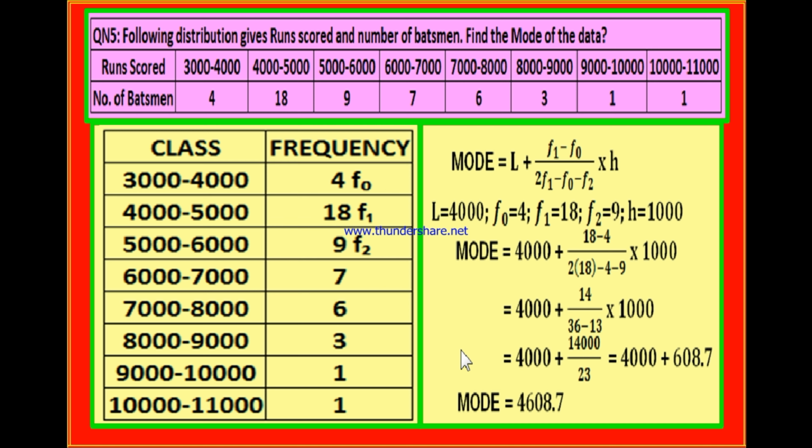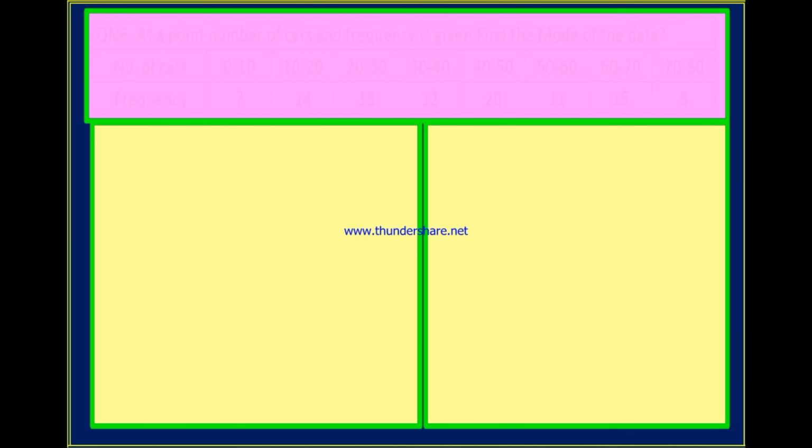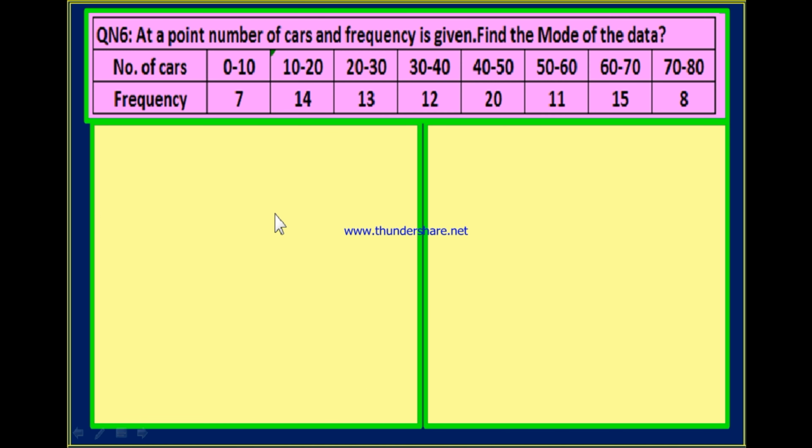Very good. Now, dear children, let us solve the next question, that is question number 6. Here is question number 6. At a point, the number of cars and the frequency is given. Find the mode of the data. I shall repeat. At a point, the number of cars and the frequency is given. Find the mode of the data.